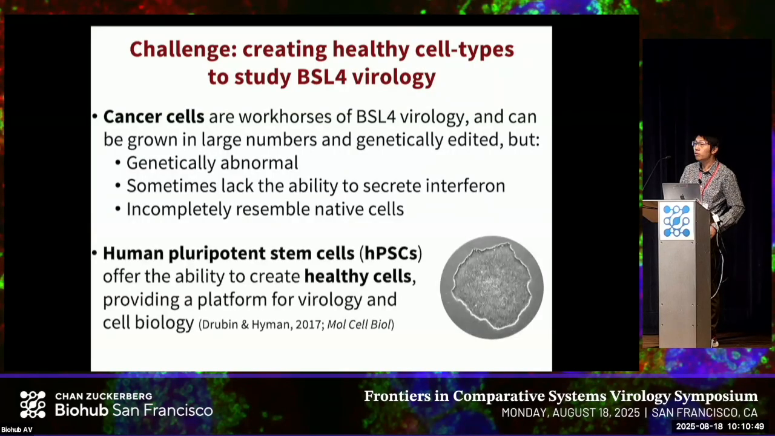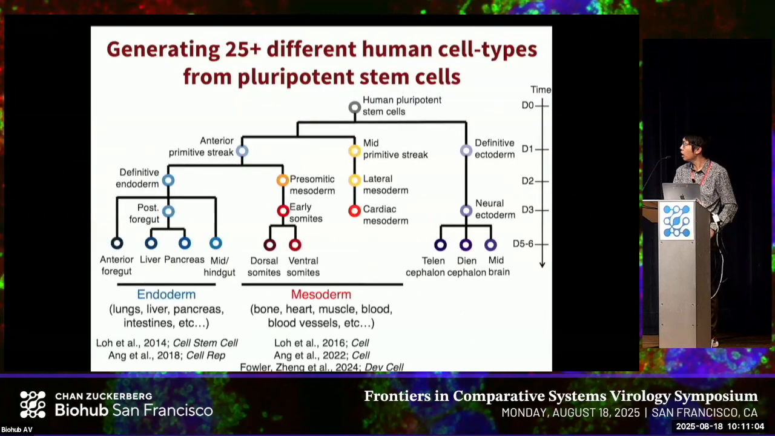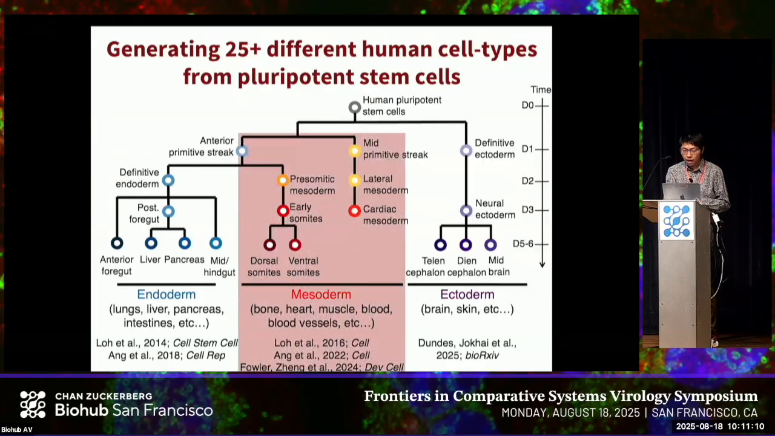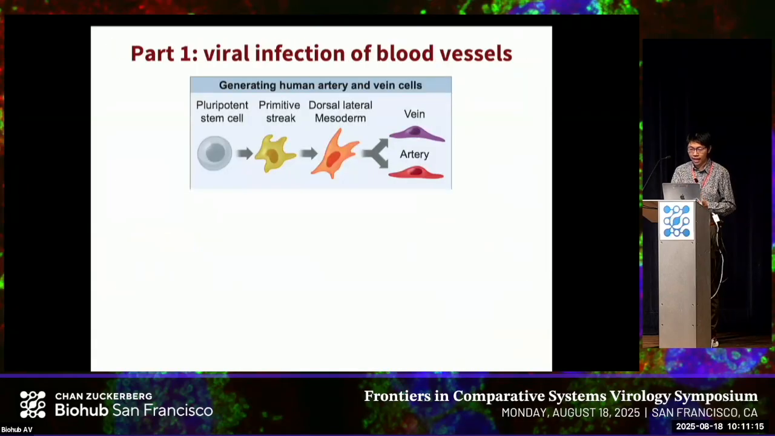And so all of you know that human pluripotent stem cells, or HPSCs, offer the ability to create healthy cells. In cell biology, it's really been now increasingly accepted that HPSC-derived cell types provide a powerful platform to study normal and disease cell biology. So our lab has developed methods to differentiate HPSCs into over 24 different kinds of cells. And today, I'm going to focus on the mesoderm germ layer in red, which gives rise to the vasculature.